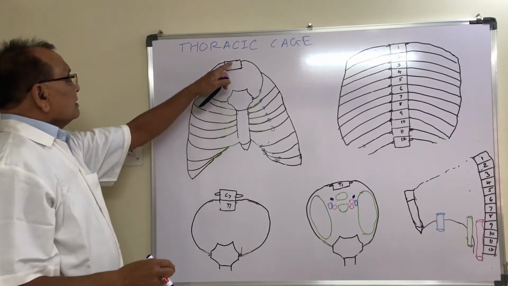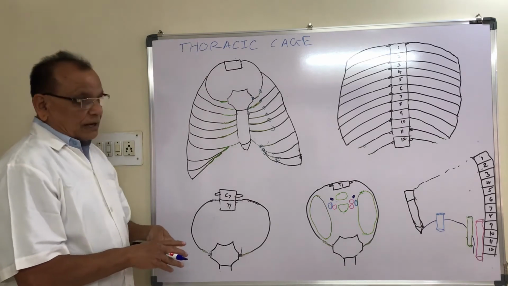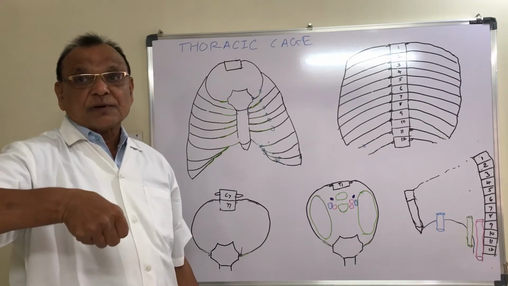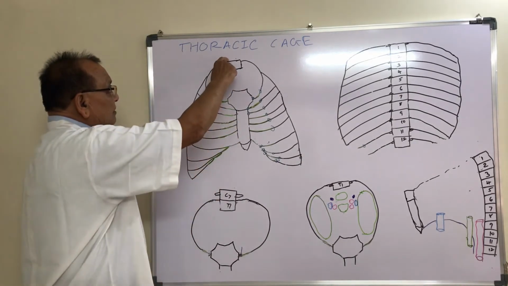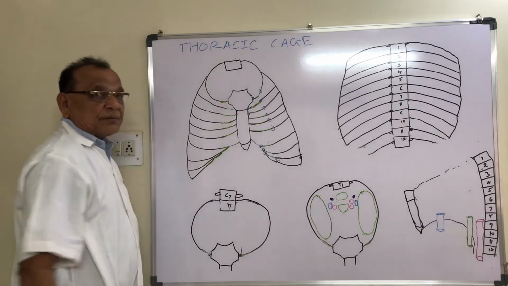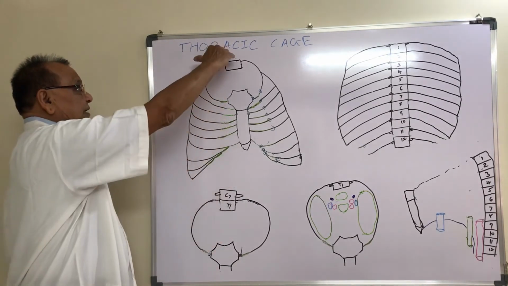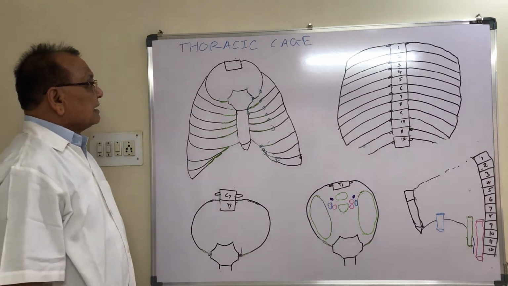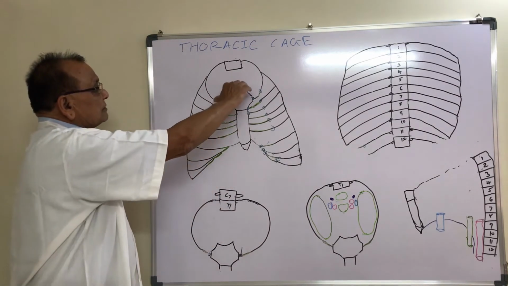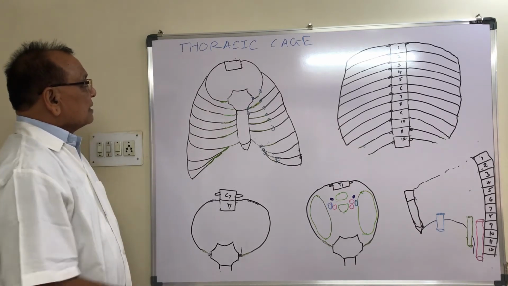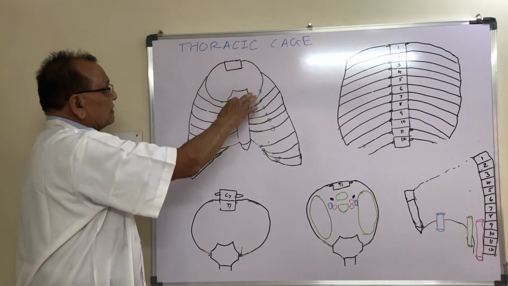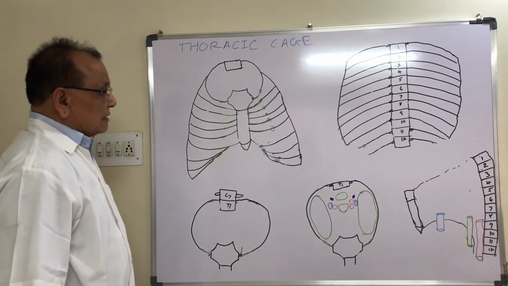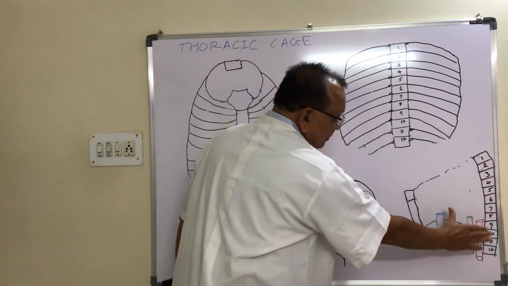Now, the inlet of thorax is not a horizontal opening, but this opening is oblique. So the posterior wall, which is formed by the upper surface of the thoracic vertebra, is at a higher level, and the anterior wall, formed by the suprasternal notch, is at a lower level. Actually, the suprasternal notch is about 4 to 5 centimeters lower than the upper surface of the first thoracic vertebra.